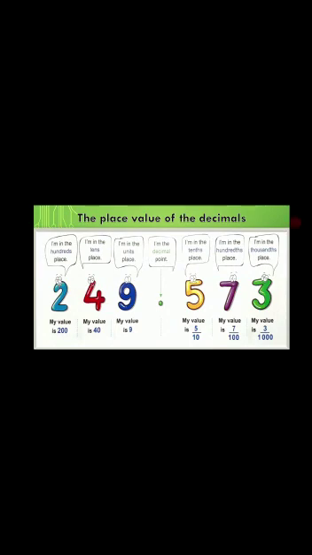And put the decimal point. The place value of 5 is tenths. The place value of 7 is hundredths. The place value of 3 is thousandths.